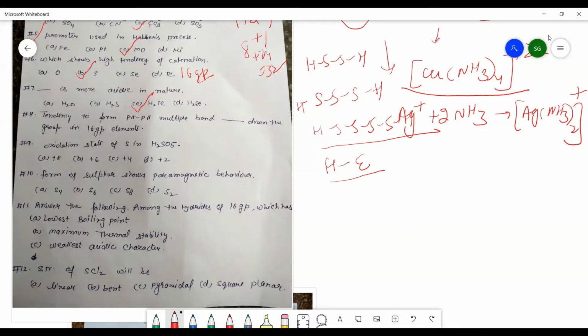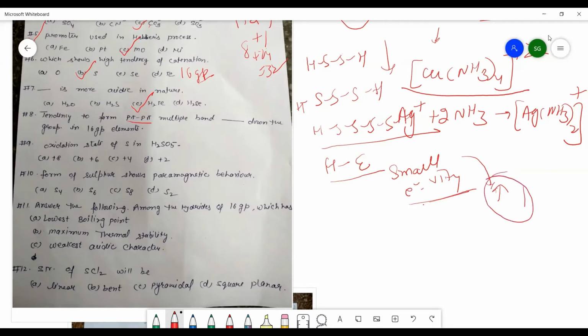Now in question number 8, see, it is a fill in the blank type question. Tendency to form p-pi multiple bond dash down the group in group 16 elements. So what will be that? P-pi multiple bond will be formed when the element has small size and high electronegativity. So you can easily see that when you are moving down the group, size increases and electronegativity decreases.